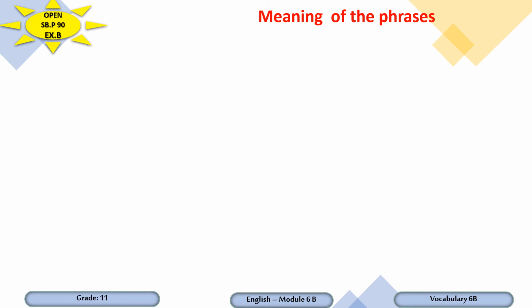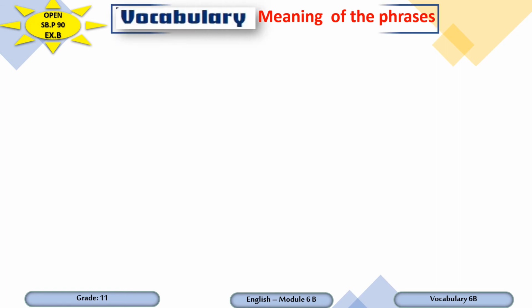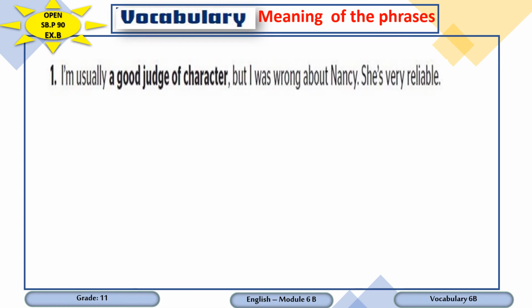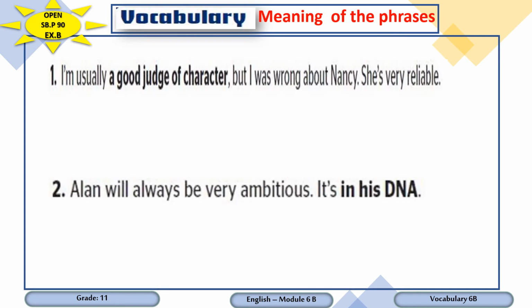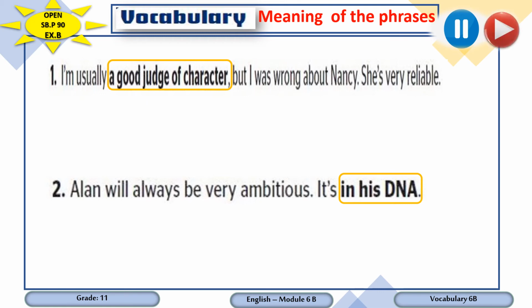Dear students, now it's time to discuss the meaning of the 5 phrases in details. Here we have sentence number 1 and sentence number 2. In sentence number 1, we have the phrase, a good judge of character. And in sentence number 2, there's the phrase in his DNA. So, what you simply need to do is to pause the video for some time, read the 2 sentences well, try to guess the meanings of these 2 phrases. After that, play the video again in order to check your answers.